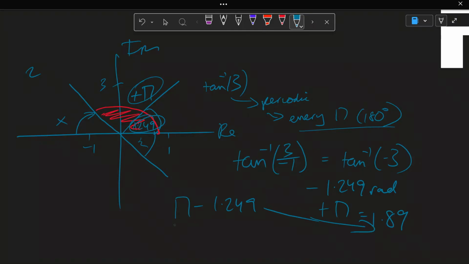This is probably easier, but using what we talked about, plus pi on this quadrant, minus pi on this one, makes it easier to deal with when you've got difficult arguments, usually around the negative axis. Glad we were able to clear that up.